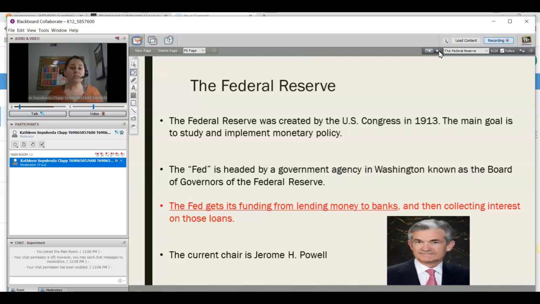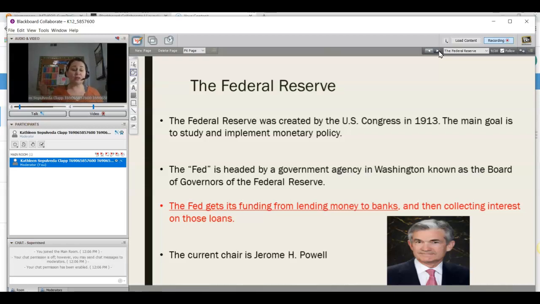The main goal is to study and implement monetary policies. Again, we don't want to be just throwing money out everywhere. It doesn't work like that. The Fed is headed by a government agency in Washington known as the Board of Governors of the Federal Reserve. So again, it is very closely watched, and especially when the economy is bad, you'll notice that the Federal Reserve will watch that and do some different things with interest rates.